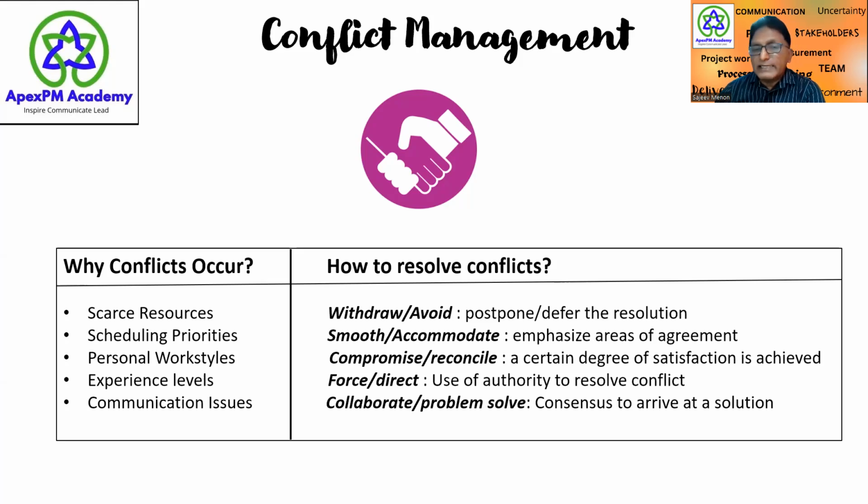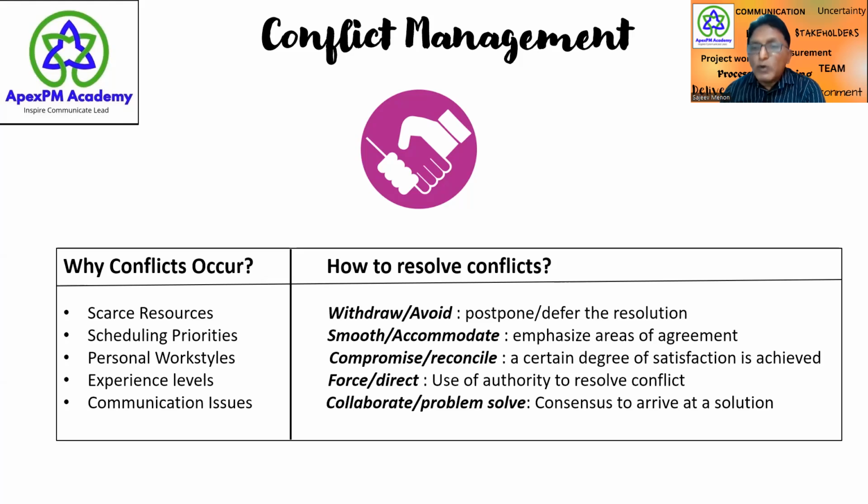There are 5 techniques. One is withdraw or avoid. The second technique is smooth or accommodate. The next is compromising. The next is forcing or directing. And the last one is collaborating or problem solving. Among these, the problem solving or collaboration technique is the best technique to arrive at a solution.